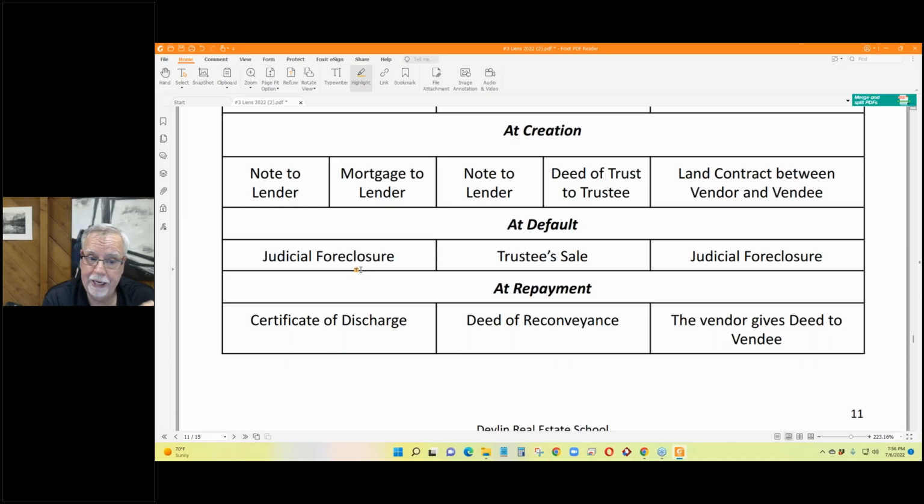And if you've paid off the mortgage, you get a certificate of discharge. If you've paid off the trustee, you get a deed of reconveyance. And if you've paid off your land contract, you get a deed to the property.